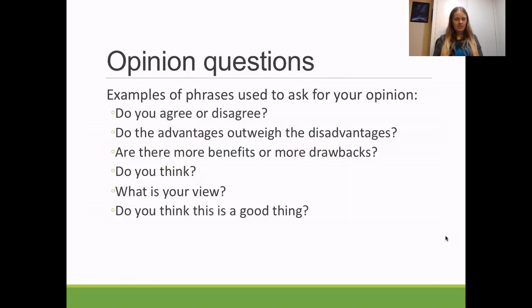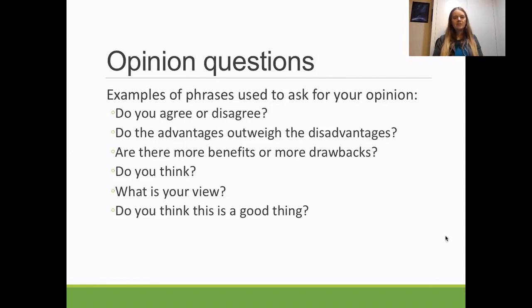For opinion questions, examples of phrases that can be used to ask for your opinion, because sometimes it's not incredibly clear that it's an opinion question, sometimes it is. So of course, when you see, do you agree or disagree, that's asking for your opinion. Do the advantages outweigh the disadvantages? That's again asking for your opinion. What is better? Are there more advantages or are there more disadvantages? A similar question, but with different wording.